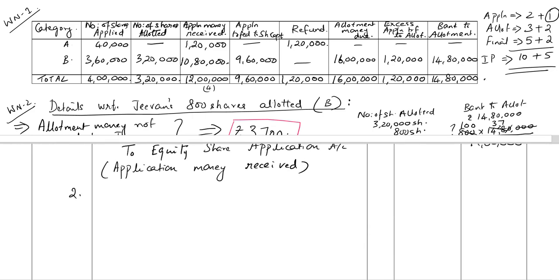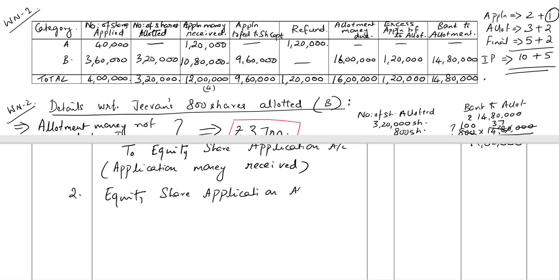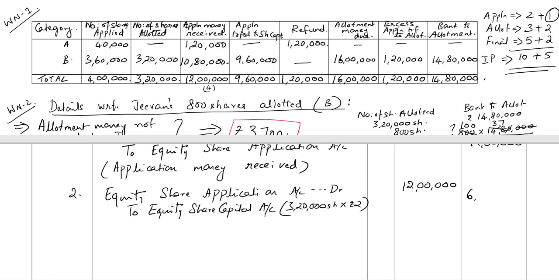The second entry is for the utilization of the application money. Equity share application account debit, 12 lakh rupees, the amount of the first journal entry, to equity share capital account, the amount of the application money towards equity share capital, which is 3,20,000 shares multiplied by rupees 2 per share, comes up to 6,40,000 rupees.